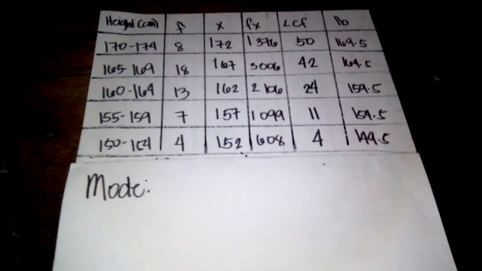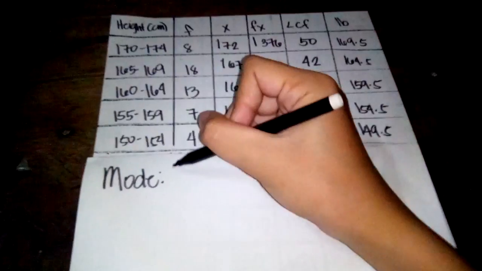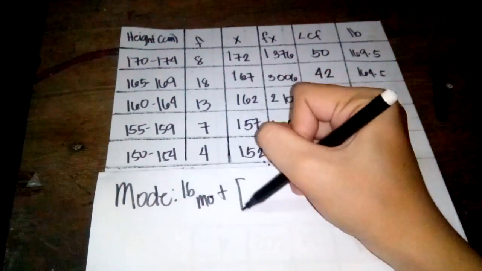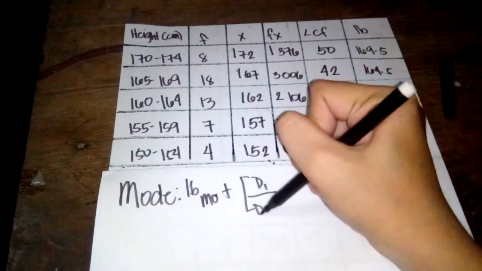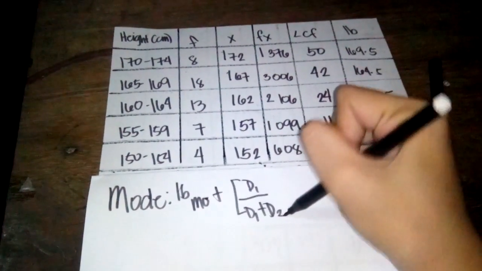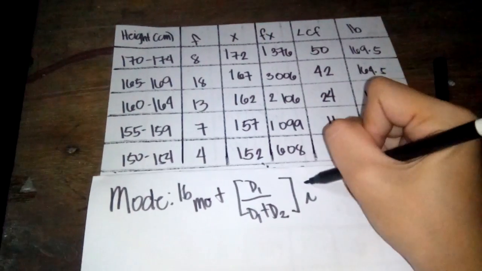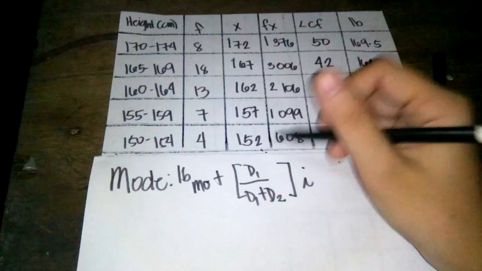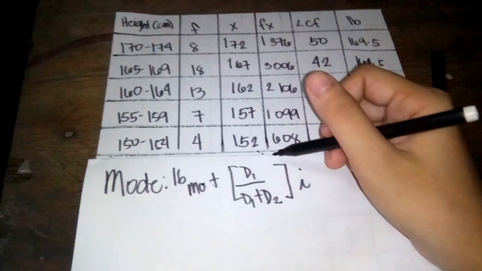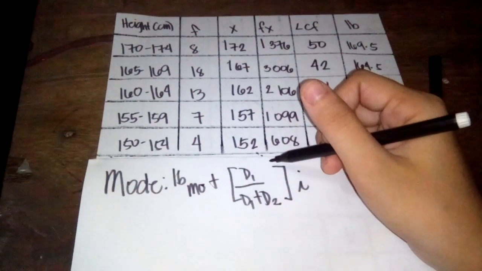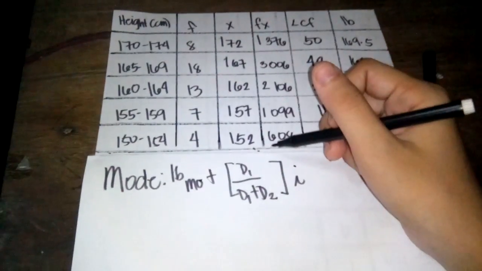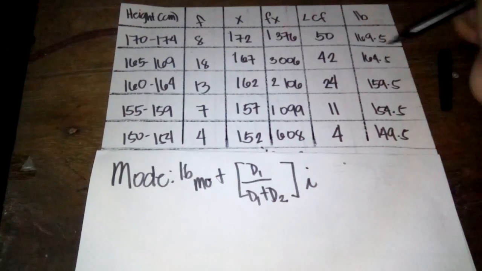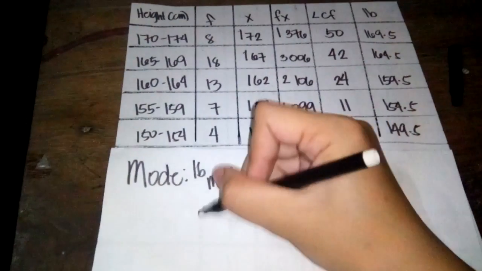Next is to get the mode. The formula for the mode is the lower boundary of the modal class plus d1 over d1 plus d2 times the class width. To get the lower boundary of the modal class, your modal class will be the class that has the greatest frequency. So the highest frequency here is 18. So its lower boundary is 164.5.